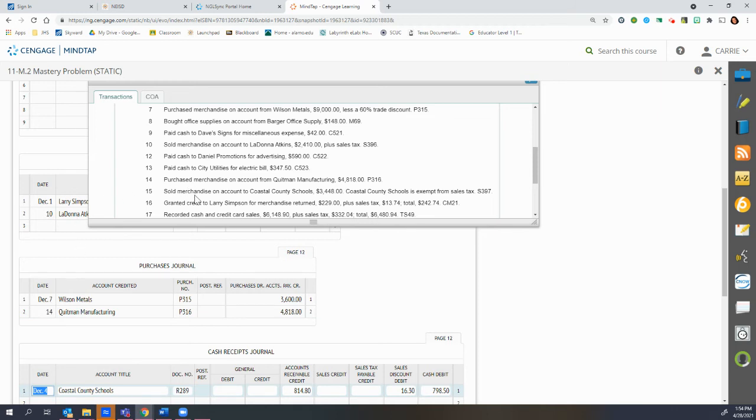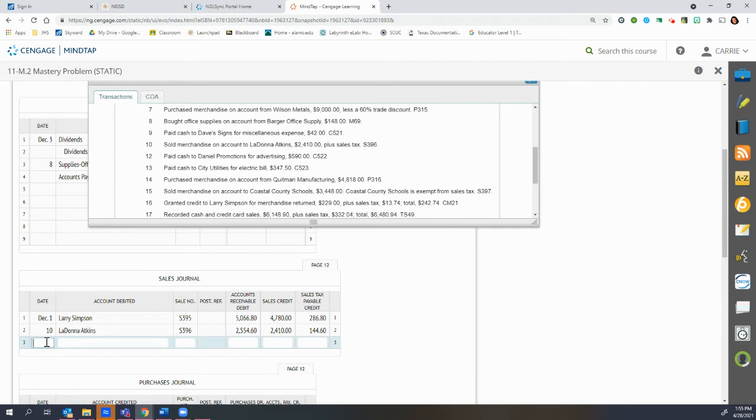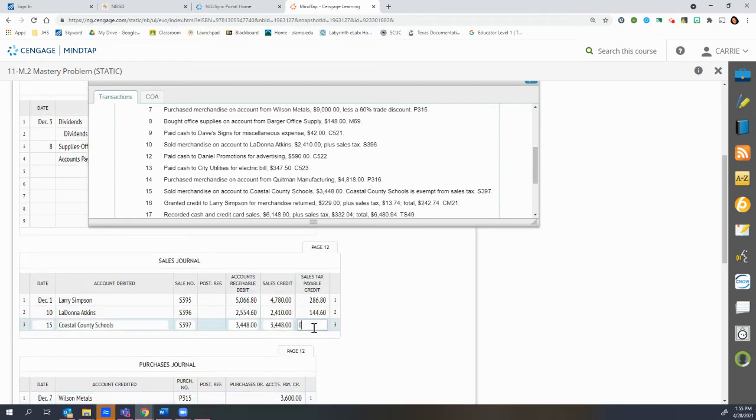Then we sold merchandise on account to Coastal County Schools, and they're exempt from sales tax. So, sales journal, and it's the 15th, and it's Coastal County Schools. Sales invoice is 397, and it's for 3448 and 3448. Oop, no, wrong one. I hit tab too many times. Did you see that? Because there's no sales tax. So you can put a 0 there, but you don't have to. Oh, it doesn't actually even let you put a 0, I guess. Yeah, it just goes away.